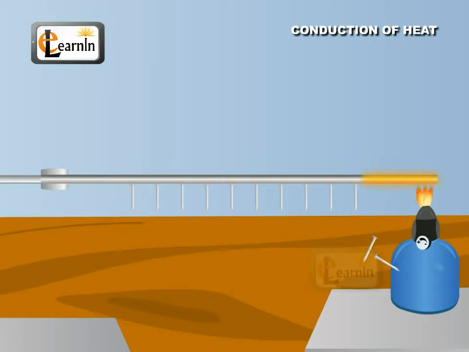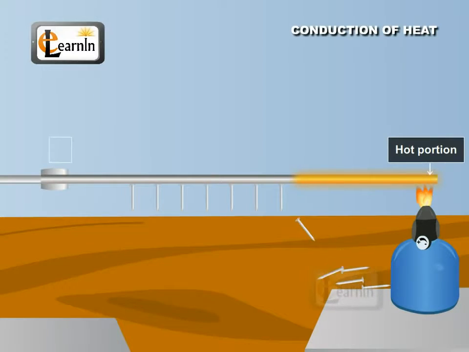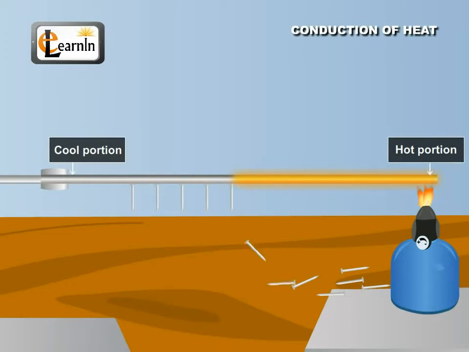For conduction to take place from the hot portion of the body to the cold part of it, or from the hot body to the cold body, the two parts should be in contact with each other. When the temperatures of these bodies are equal, the flow of heat through the conduction process stops.